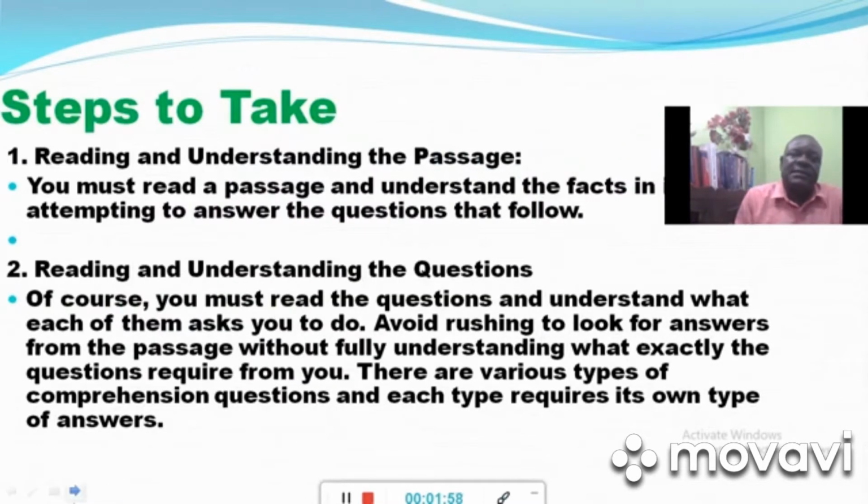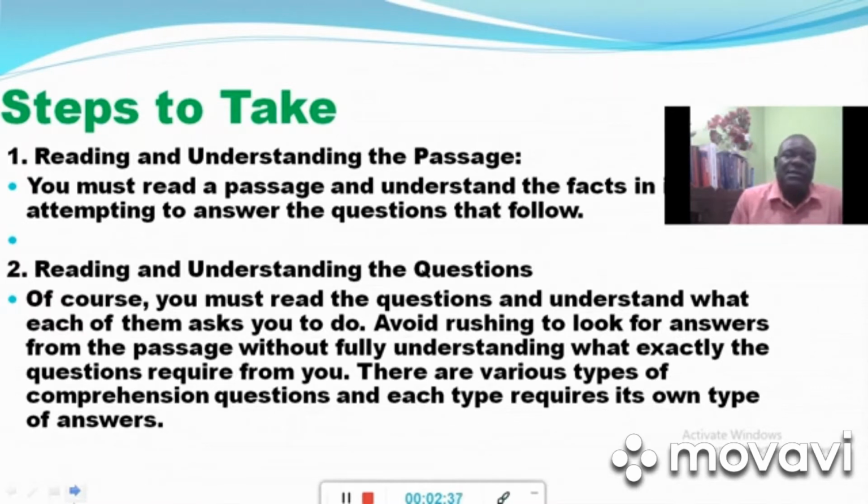Now the first thing you need to do is to read the passage and understand it before attempting to answer the questions, because this is the major mistake that most candidates make. They rush into providing answers to the questions without having full understanding of what the passage is about, and also without having full understanding of what the examiner exactly wants them to do. So read the passage and understand it fully.